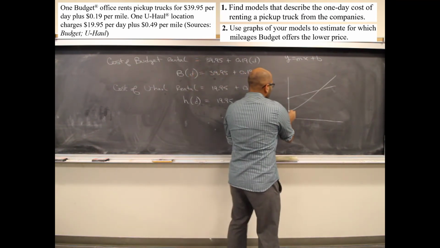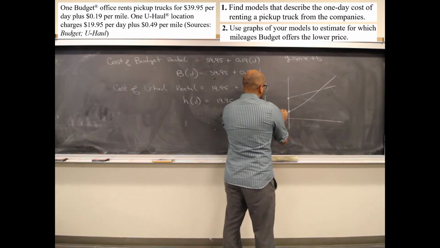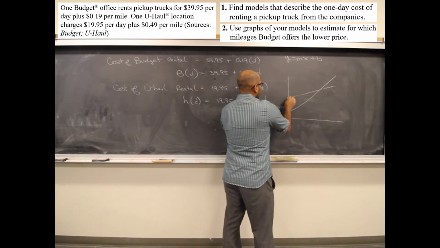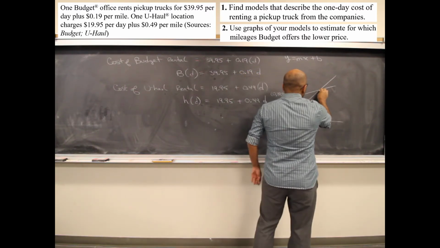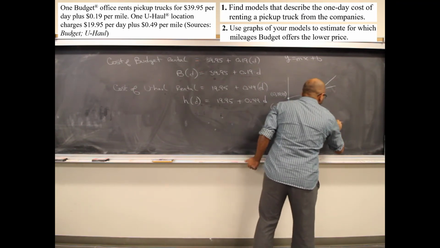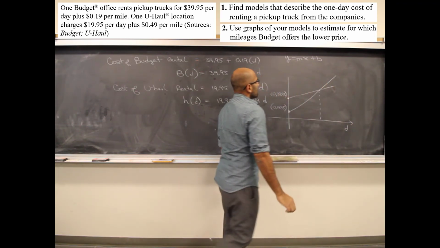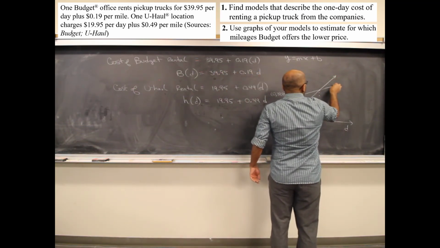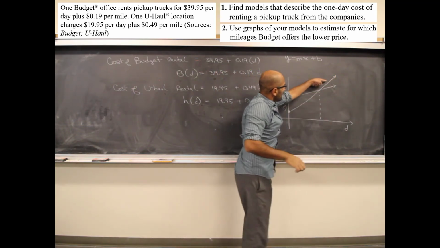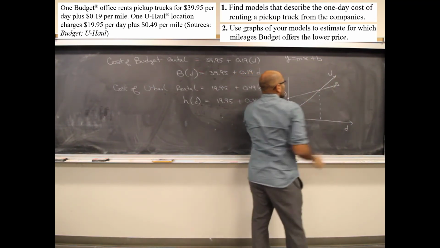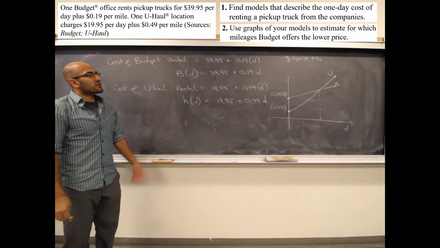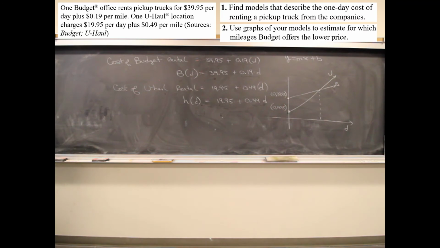Right, where this one right here represents the point (0, 19.95), and this point right there represents the point (0, 39.95), and there's a point right there where they cross, and this is in terms of D values. So this one up here is, which one is this one? U-Haul. This is the U-Haul one, and this one is the budget one, right? Okay, so there's the general pictures for them, the general graphs.